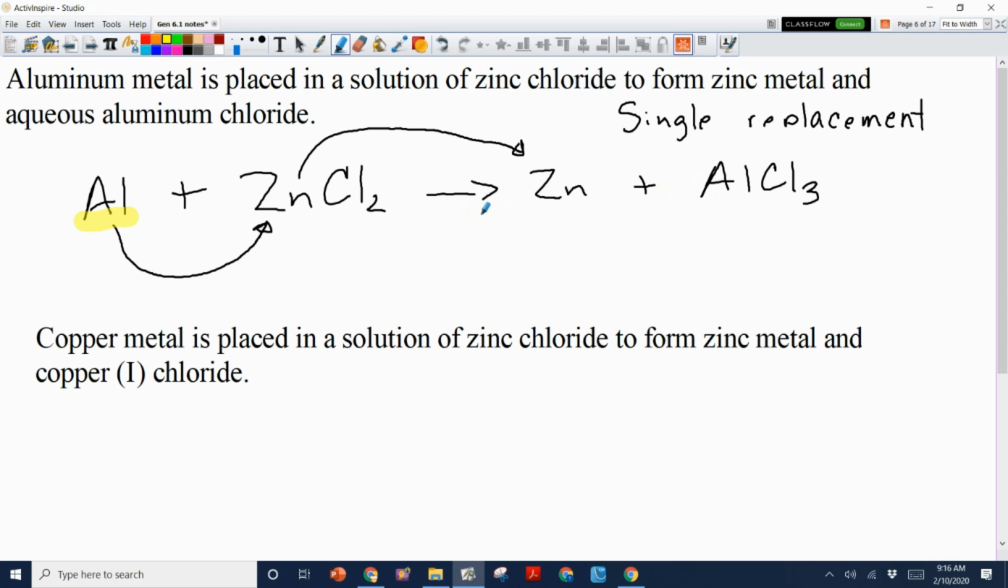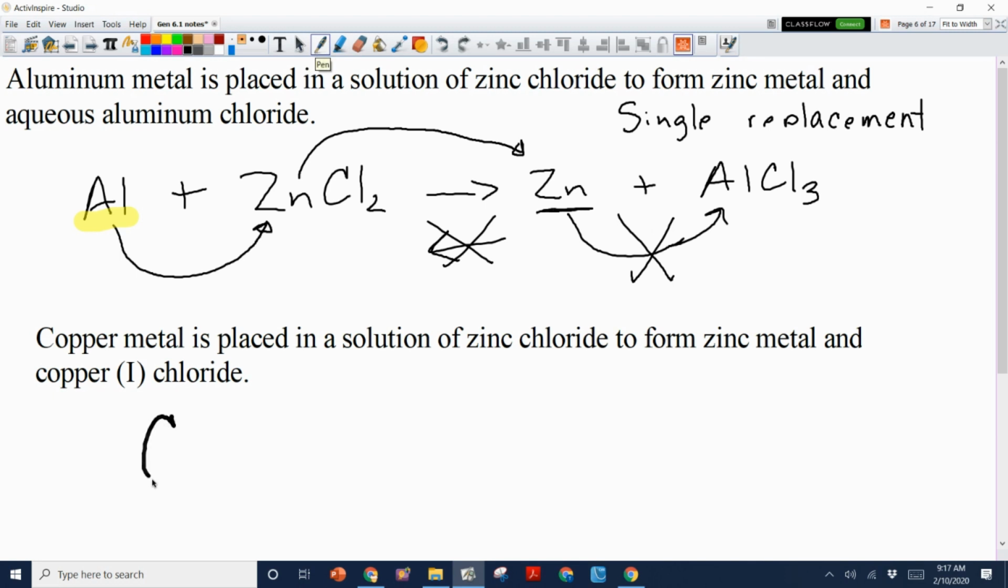However, this reaction will not go in the reverse direction. Okay, so the reverse direction would be this way. That does not happen because aluminum is a stronger metal, so zinc, being the weaker metal, cannot kick out aluminum. So the stronger metal gets to bond with the negative ion. Okay? All right, so let's look at another one of those. Copper metal is placed in a solution of zinc chloride.